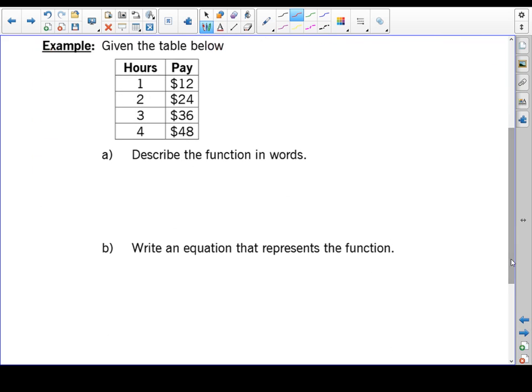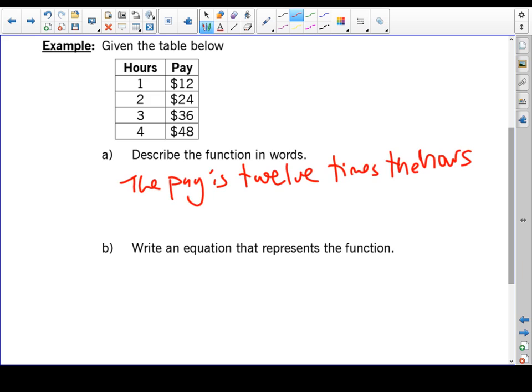One quick example. Then it's some time for some homework. Given the table below, describe the function in words. 1 hour, pay of $12. 2 hours, pay of $24. 3 hours, pay of $36. 4 hours, pay of $48. How would we describe the function in words? Well, the pay is 12 times the hours, right? Because every hour gives you $12.